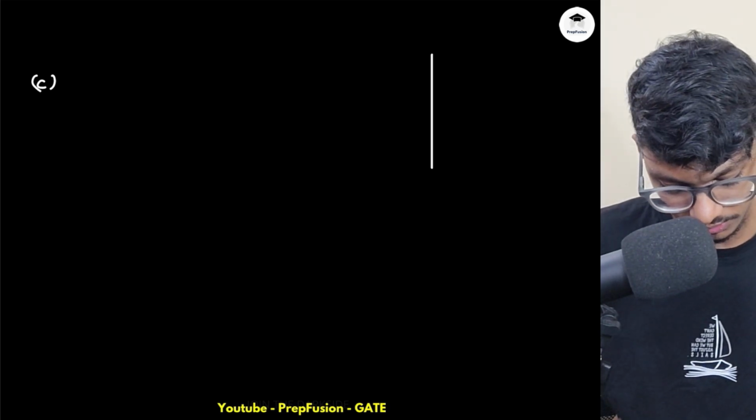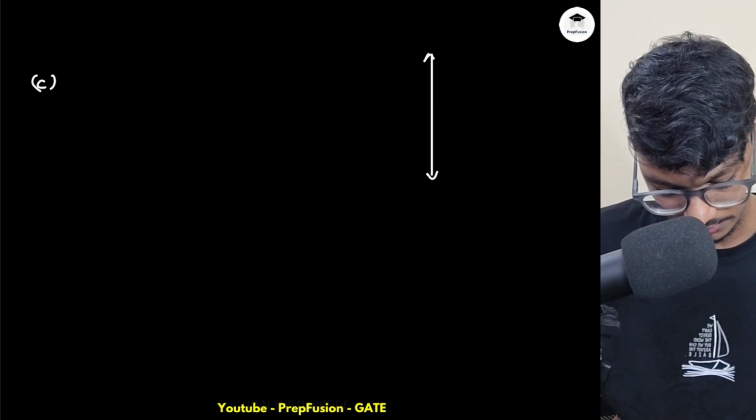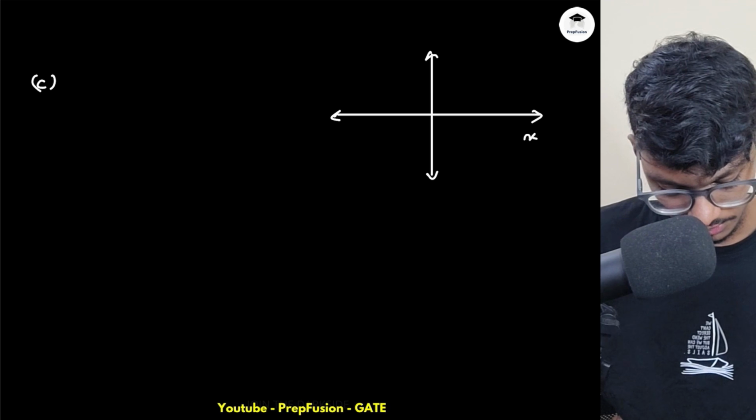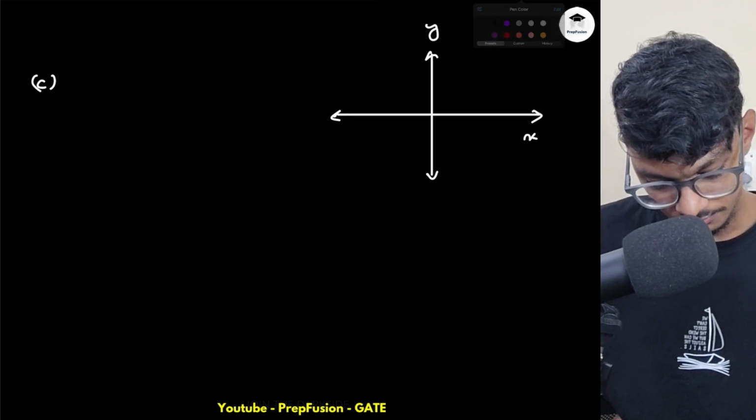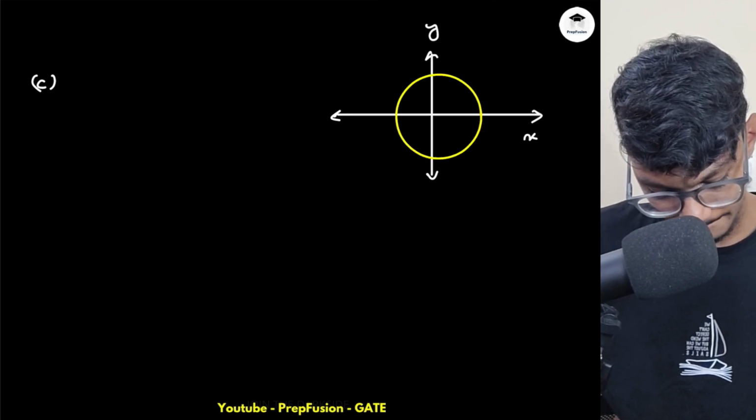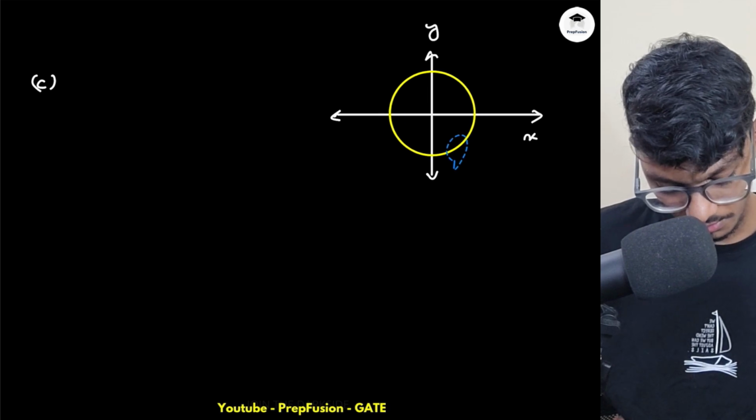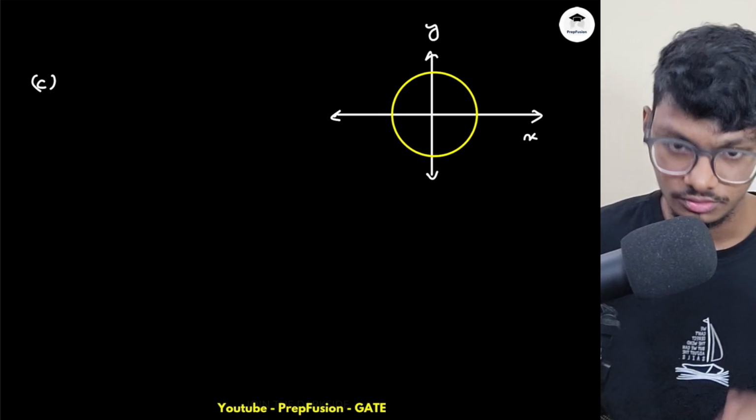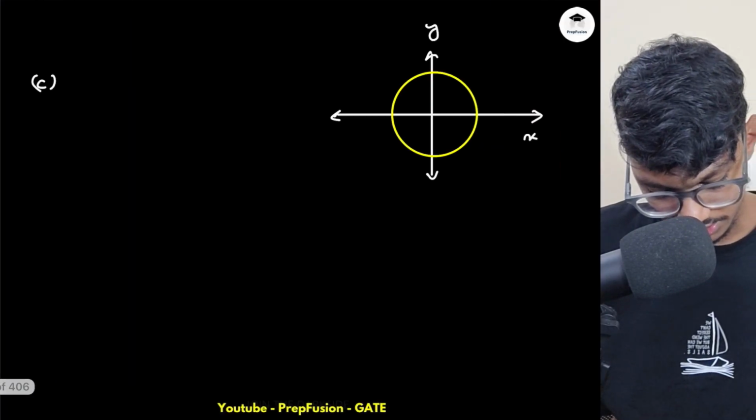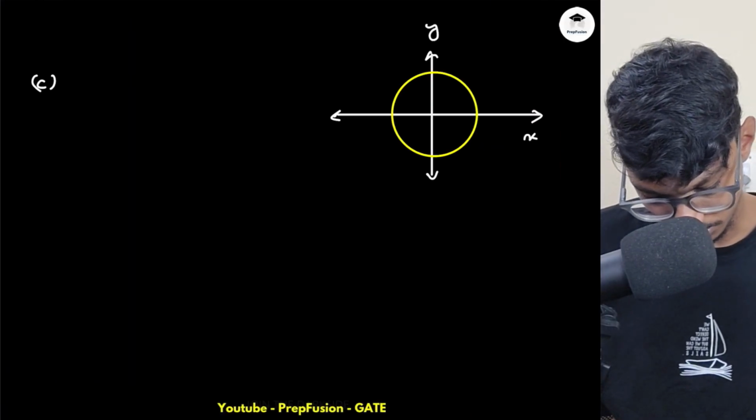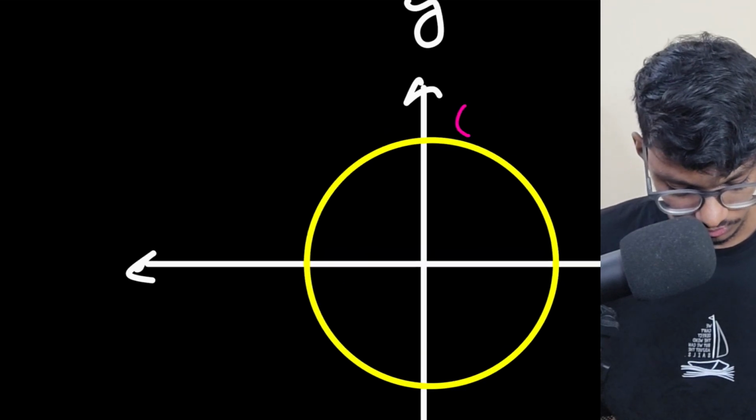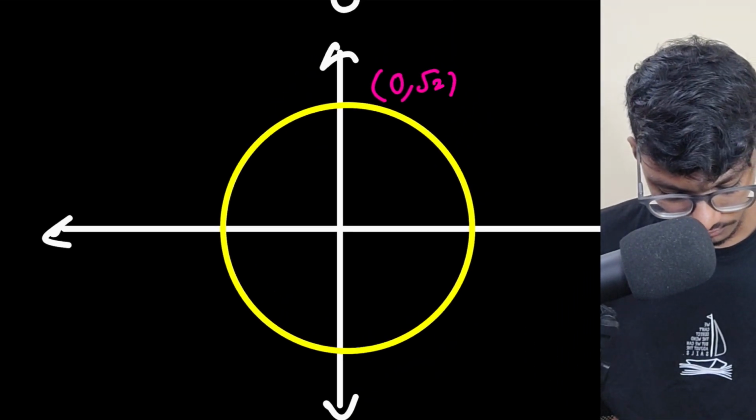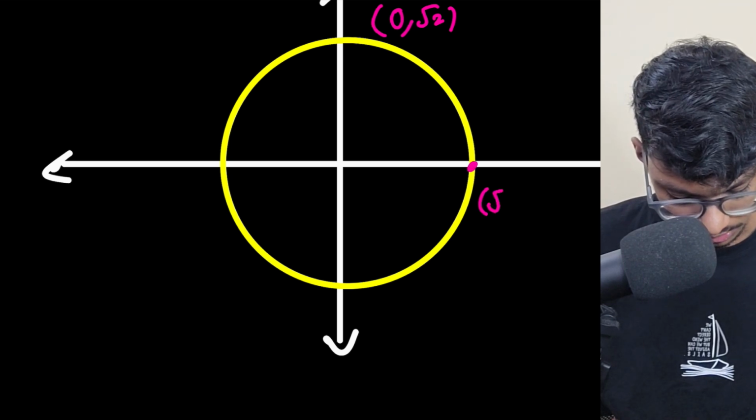So I will draw the xy plane like this, it is easier this way. x, y. So here, x square equals y square equals 2. So this distance will be under root 2. This will be 0 comma under root 2. This distance will be under root 2 comma 0.